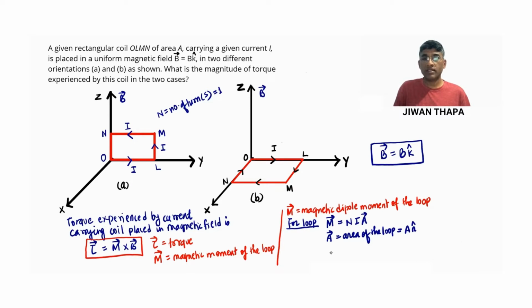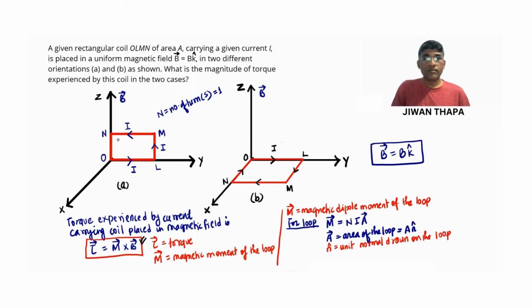So we have this where n cap is the unit normal drawn on the loop. So we are going to use this expression for torque in figure A and B.